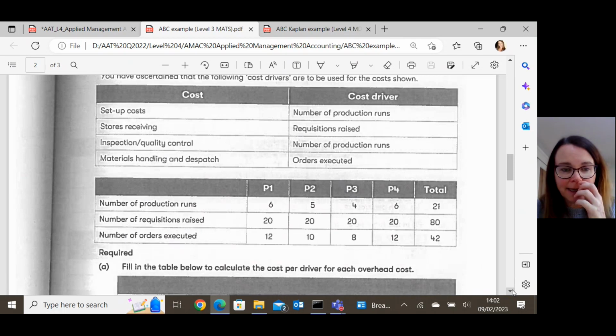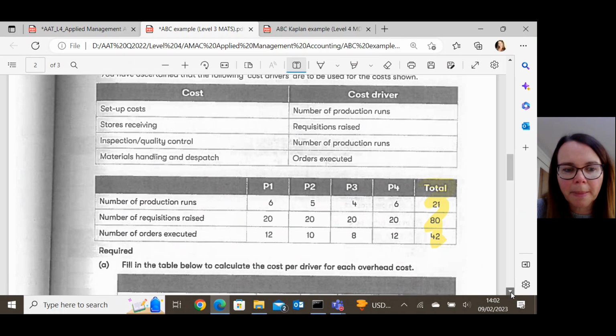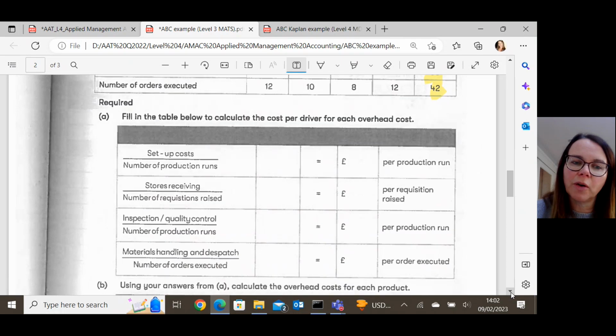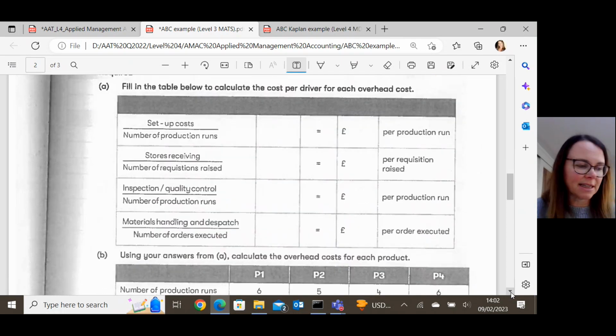It then goes on to tell us the number of production runs, which obviously features twice, the number of requisitions raised, and the number of orders executed. And conveniently, in this particular example, it has calculated the totals for us. You don't often see that, so take it while you can. Fill in the table below to calculate the cost per driver for each overhead cost. Now, I did say this is a level 3 example, so it has spelled it out to us quite nicely, but that's good for the first example that we're going to look at.